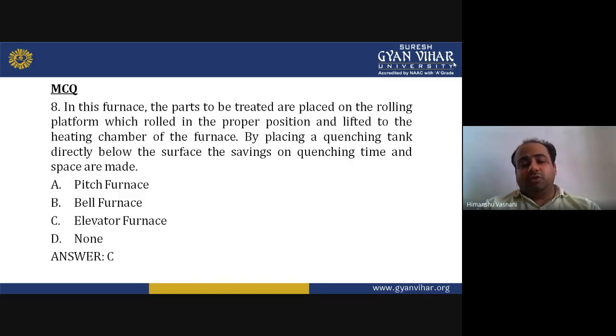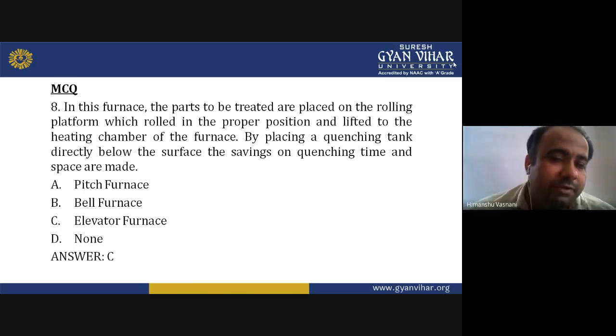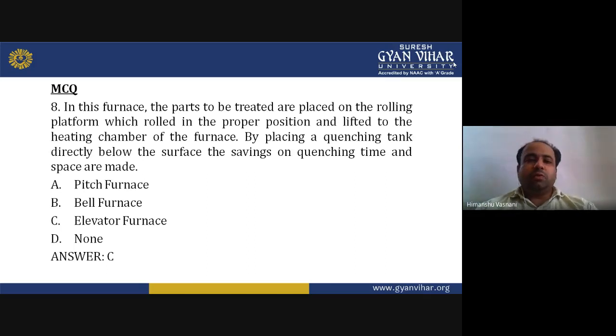Now in this furnace, the parts to be treated are placed on the rolling platform which is rolled in the proper position and lifted to the heating chamber of the furnace. So by placing a quenching tank directly below the furnace, the saving on quenching time and space is made. So what do we call this? See, pit furnace doesn't have a quenching tank below the furnace, so this answer is not true. Bell furnace also doesn't have this kind of tank. Elevator furnace has this, so the third option, elevator furnace, holds true for this question.